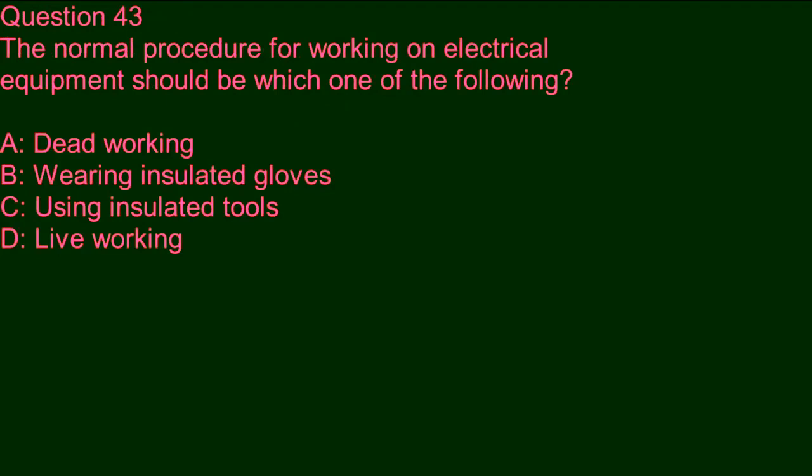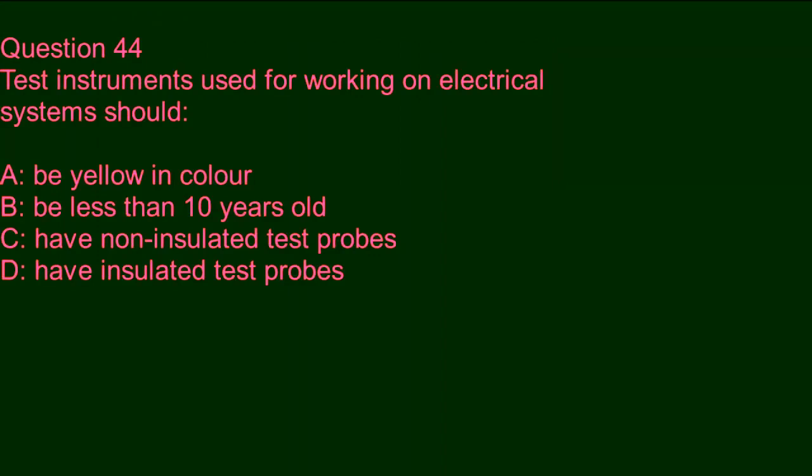Question 43. The normal procedure for working on electrical equipment should be which one of the following? A. Dead working. B. Wearing insulated gloves. C. Using insulated tools. D. Live working. Right answer, A. Dead working. Question 44. Test instruments used for working on electrical systems should A. Be yellow in color. B. Be less than 10 years old. C. Have non-insulated test probes. D. Have insulated test probes. Right answer, D. Have insulated test probes.